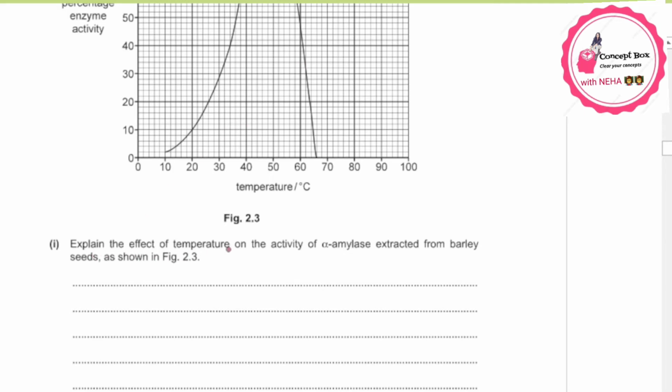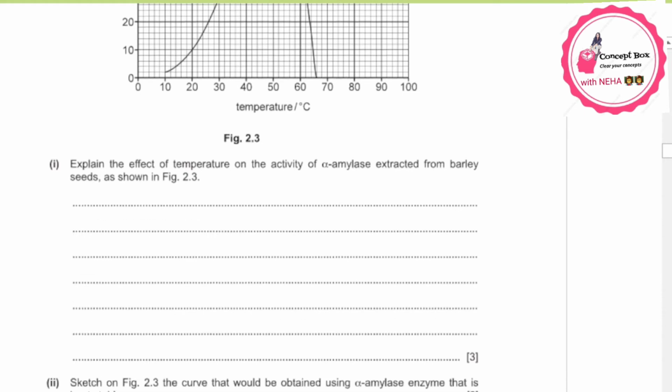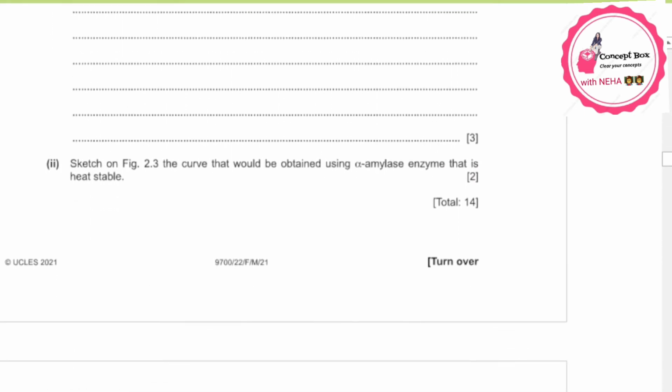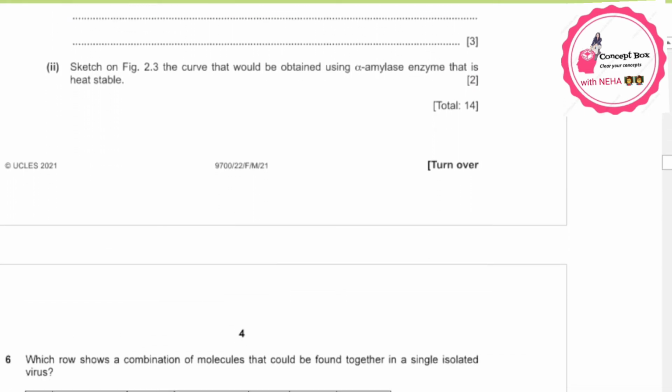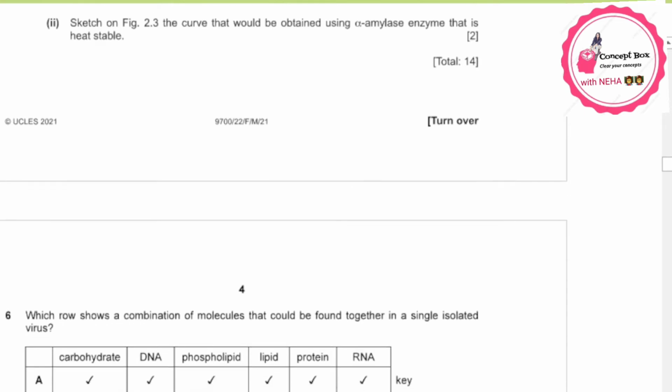So explain the effect of temperature. The effect of temperature is, first it will start very rapidly, and then when it reaches the optimal temperature, its activity will slow down, and after a certain temperature it gets denatured too. So sketch the curve, we have to make the sketch.